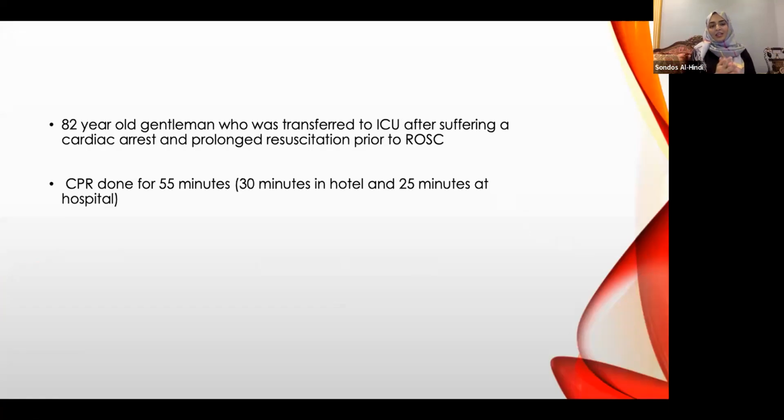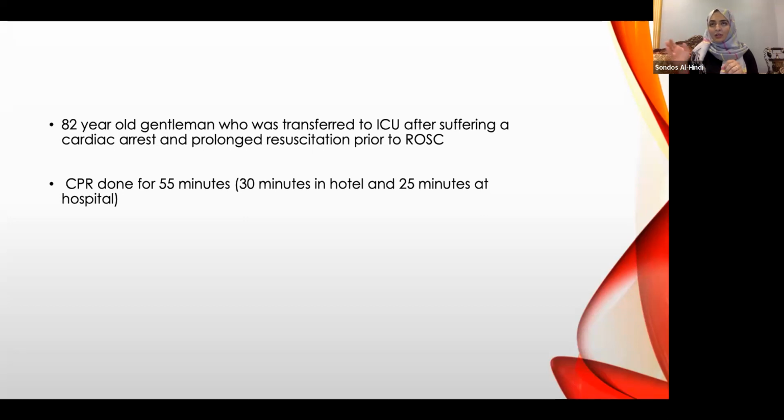So these are real cases that actually just came in the past month, I would say, past 3 weeks at my facility. And we're going to discuss which ones of them are truly brain dead, which ones are not, and what were the underlying situations. So this was an 82-year-old gentleman who was transferred to the ICU after suffering a cardiac arrest and prolonged resuscitation prior to return of spontaneous circulation. CPR was done for about 55 minutes, 30 minutes in a hotel.